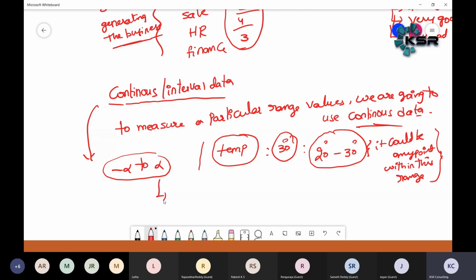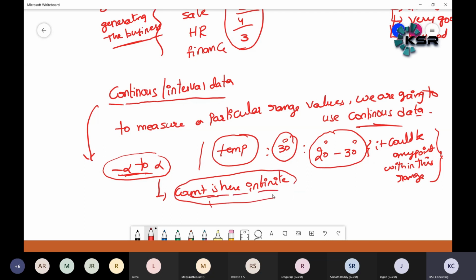So the count here is infinite. We don't know, the count is infinite. So the ideal range is from minus infinity to plus infinity. Now, any questions, guys? Any doubt? Okay. Infinite means it is not finite.